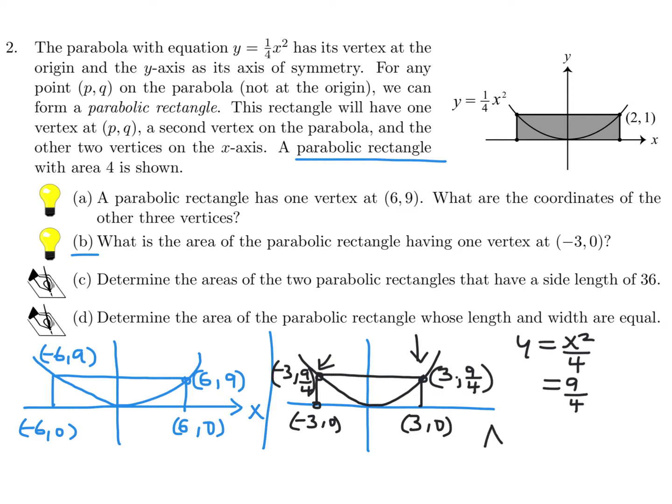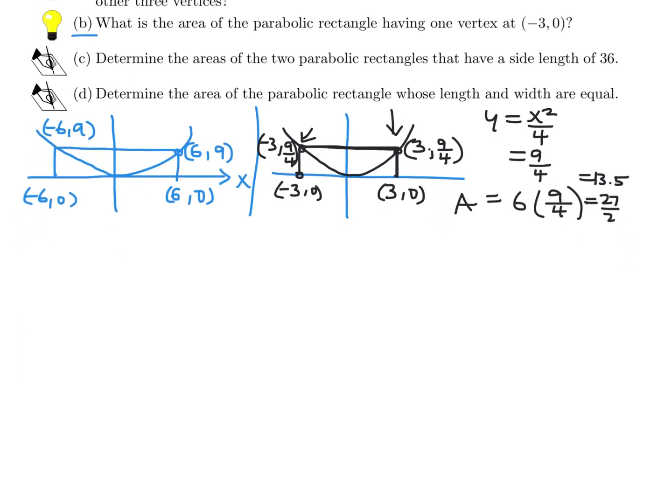Okay, so then the length from here to here is 6, and from here to here is 9 over 4. So that looks to me like 54 over 4, which is 27 over 2, which is 13.5 if you want to write it in decimal format.